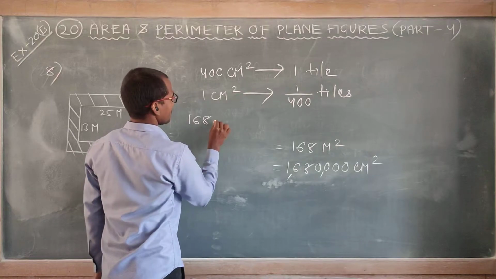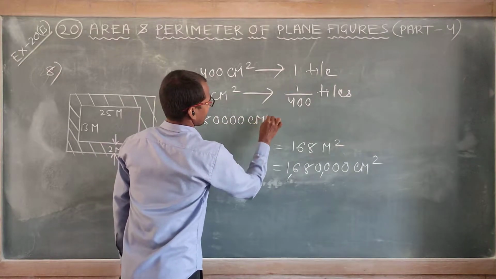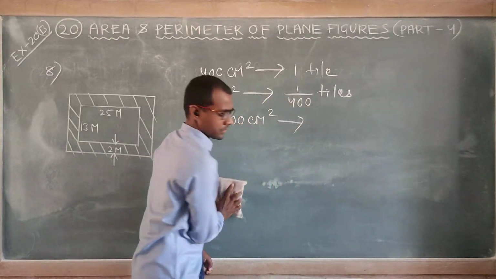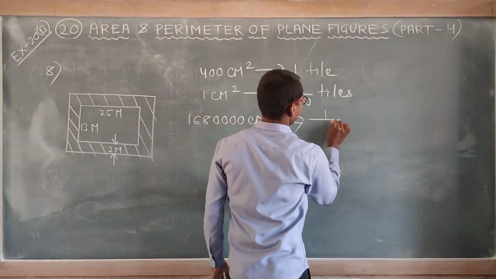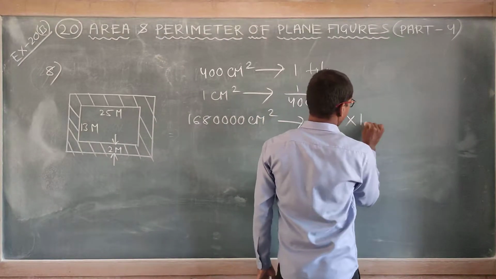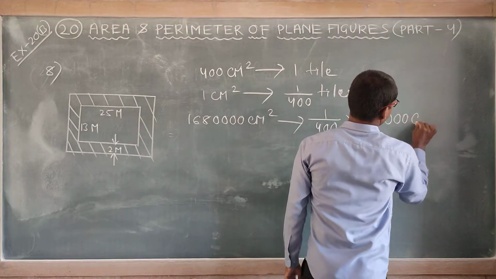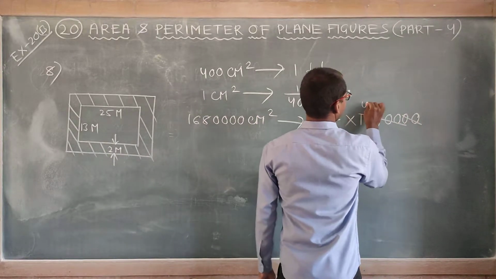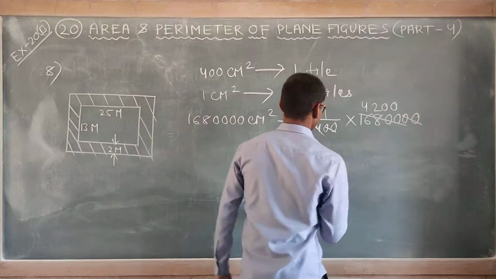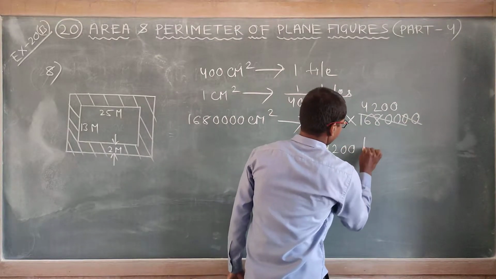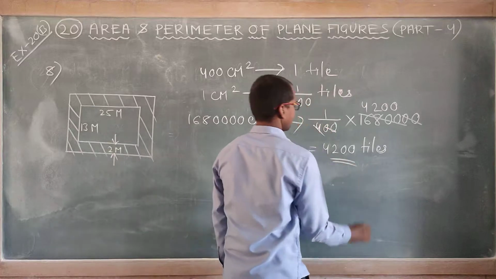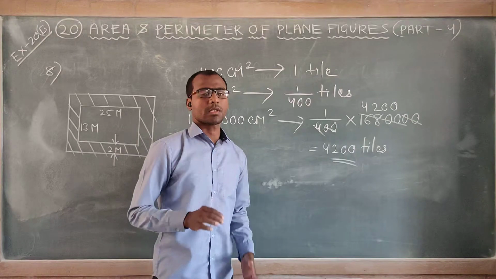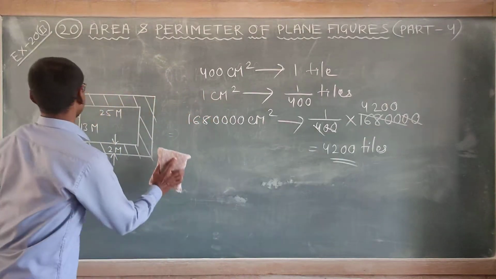168 square cm is the area of 1 by 400 into 168 times 0000, cancel 4, 4, 2, 00 tiles. So how many tiles will be required? Exactly 4,200 tiles will be required to cover the footpath. Okay. This is question number 8.